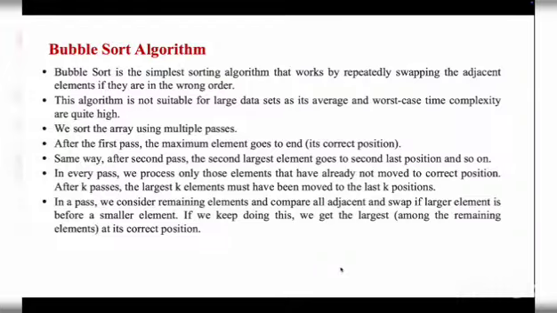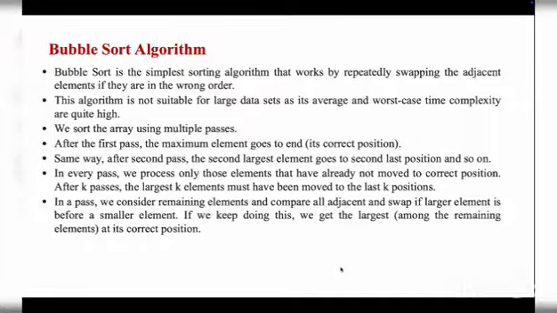In bubble sort, we sort the array using multiple passes. After the first pass, the maximum element in the list will move to its correct position, that is, to the end. In the same way, after the second pass, the second largest element will move to its correct position, and so on. The passes will continue until all the elements in the list are sorted.